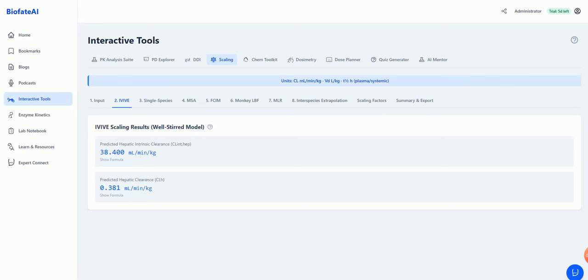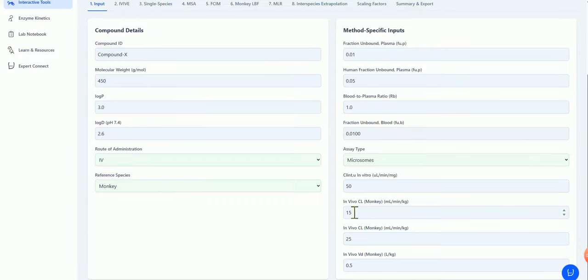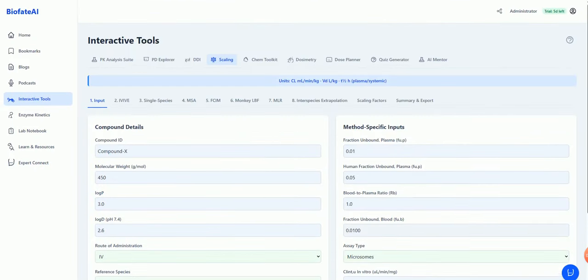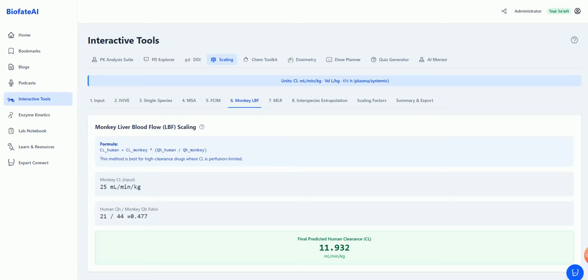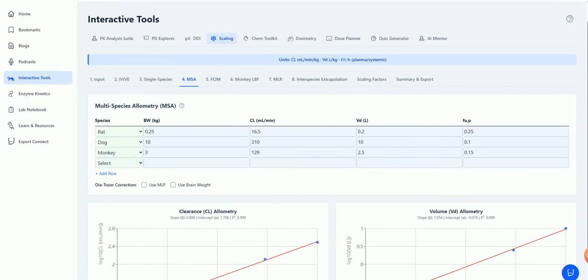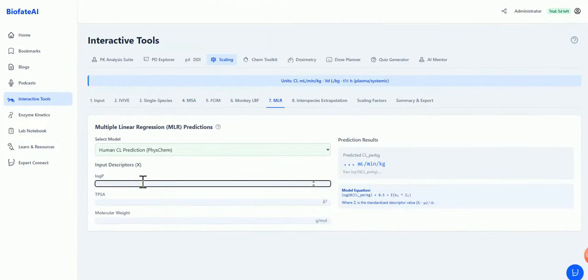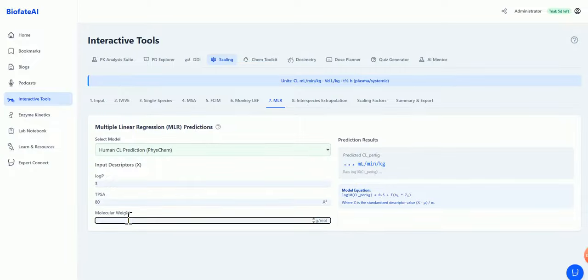Next, for validating high clearance drugs, we can use the monkey liver blood flow method. By inputting the in vivo monkey clearance, we get a direct physiological scale-up to humans. Here, you can also explore other scaling techniques like FCIM, MSA, and MLR, depending on the situations and needs.